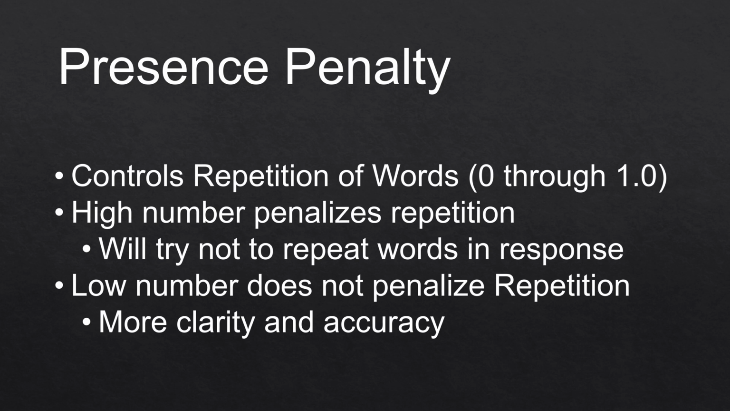Finally, the presence penalty controls the repetitions of words in the responses, and that's a value 0 through 1.0. If you have a high number, it will penalize the model if it tries to repeat words in its answer. So if you want it to not repeat words in its response, then have a high presence penalty. With a low number, that will not penalize the repetition. And that can help it be more clear and accurate, because sometimes a clear and accurate response requires repetition.